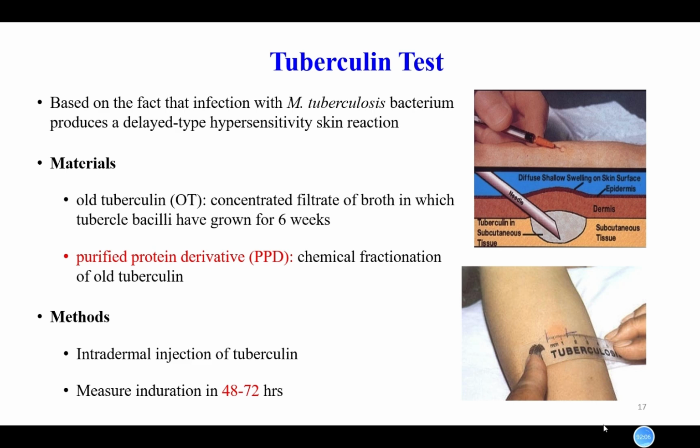So what we do is concentrate the protein and inject it underneath the skin. If there is delayed type hypersensitivity, you would see swelling and an area of redness on the skin. So you know that in this person there is delayed type hypersensitivity. This person might be infected by tuberculosis, or the person received the BCG vaccine.